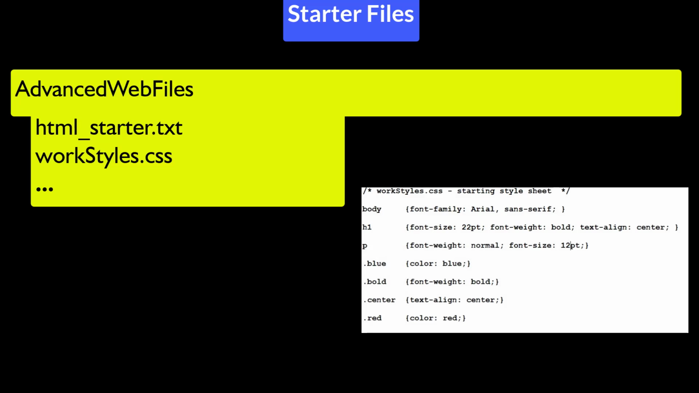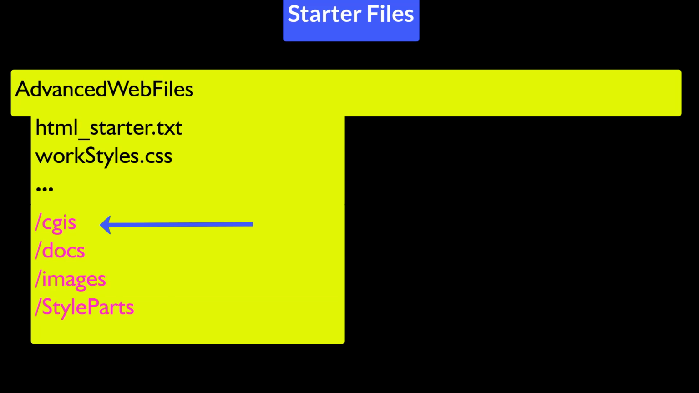I always seem to have a need for setting text to have red or blue color and/or to be centered or boldface, so these rules set up classes I can use whenever needed. The CGIs directory holds some CGIs useful for some labs, as well as some starter CGI code, written in PHP, for later work.